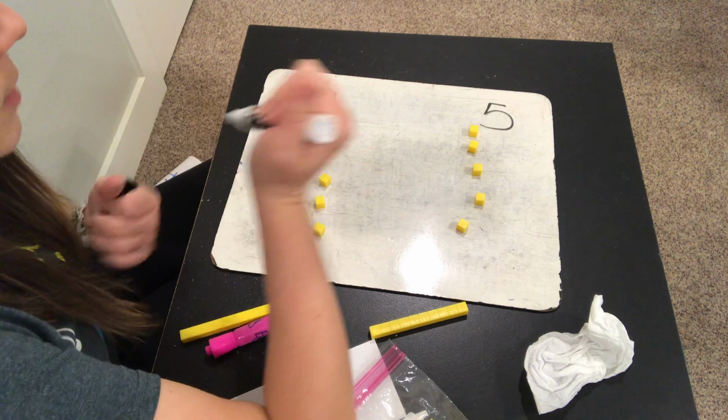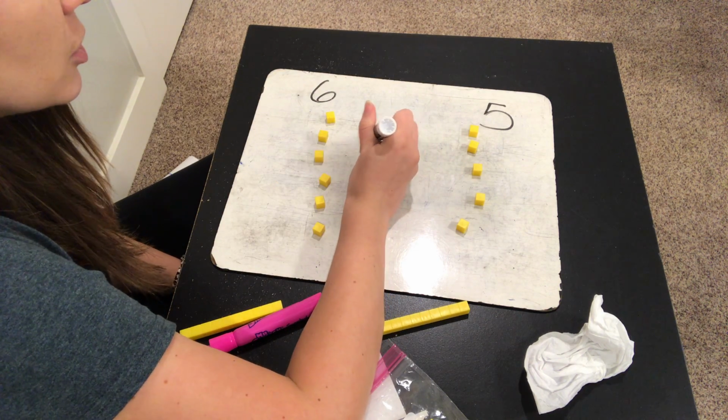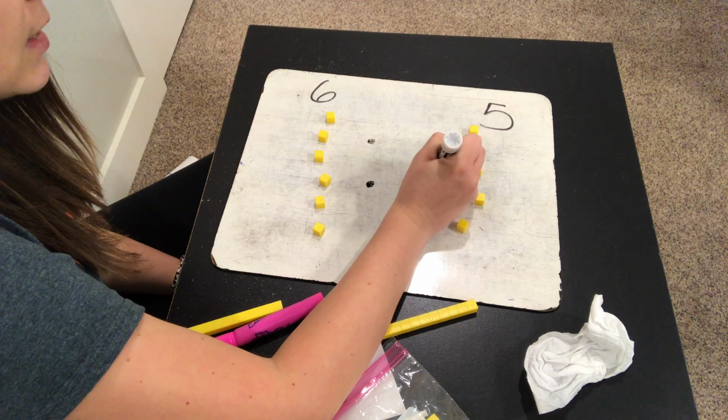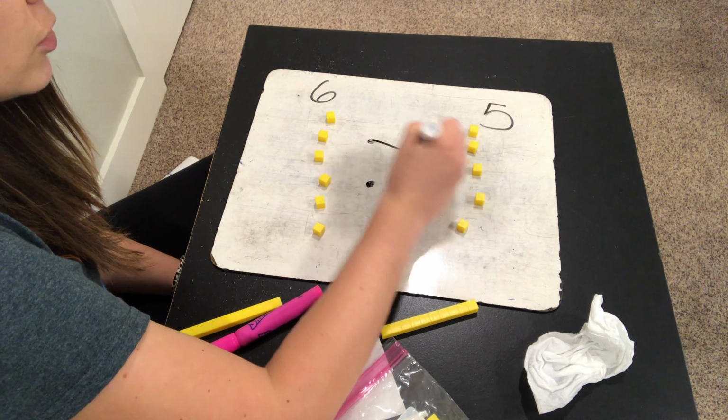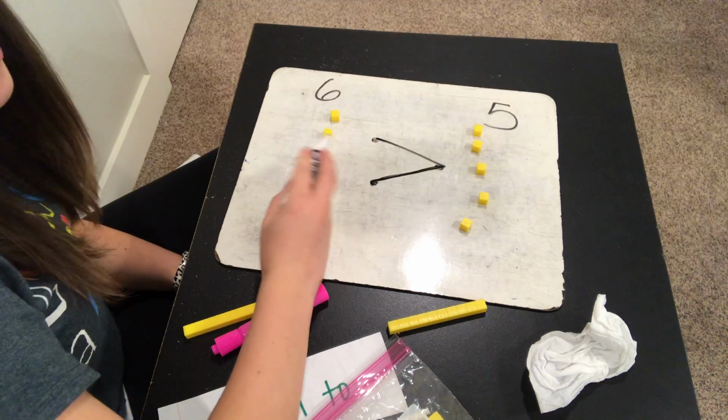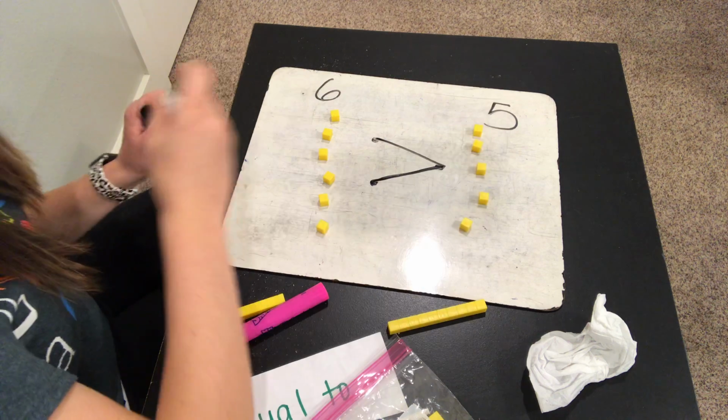So when I go to make my symbol, 6 is largest, it gets the 2 dots. And 5 is the smallest, it gets 1. Connect your dots, and you have the symbol that compares these numbers correctly. 6 is greater than 5.